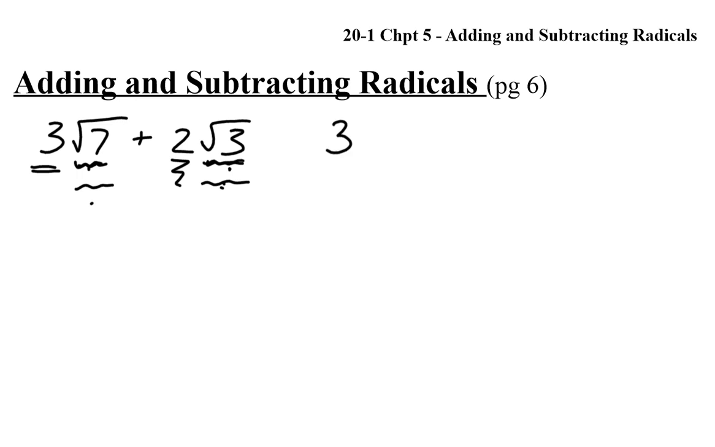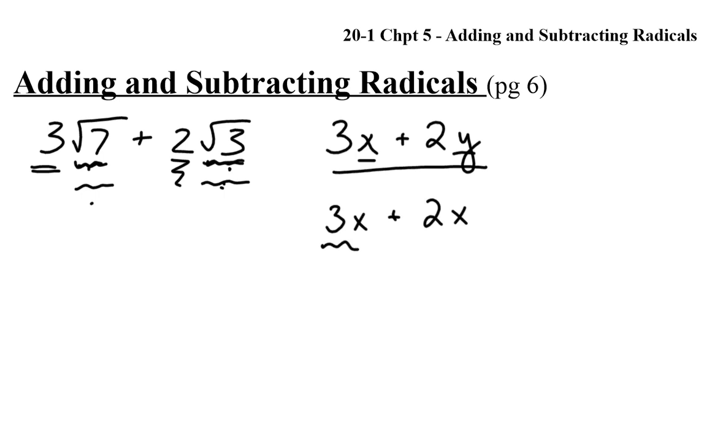It's kind of like saying if I had 3 x's and I want to add 2 y's to it. Well, with polynomials, we can't combine x's and y's because they're not the same. What will go together here? Well, a 3x will go together with a 2x. 3x's and 2x's is 5x's.